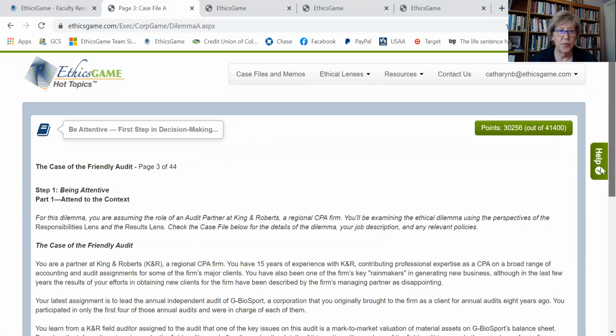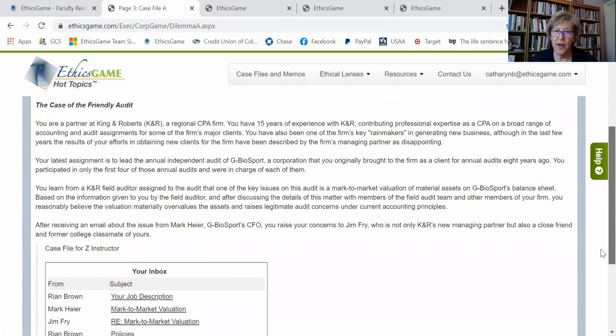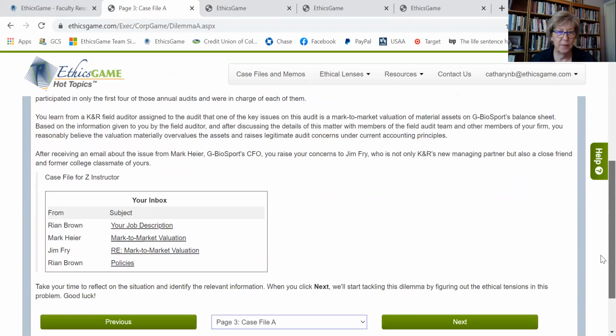All right, moving then we get to our facts. And on the facts, we have the notion of being attentive, the first step of the ethical decision making. You have a little bit here about the role that you're going to be playing. You've got a little bit of background on the problem itself, and then you go to an inbox.